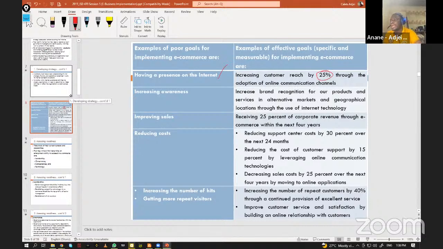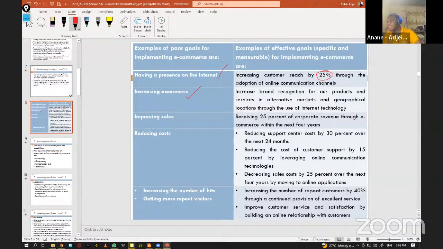Then number two, increasing awareness. What kind of awareness do you want to increase? So the actual goal should be to increase brand recognition for our products and our services. So awareness of what? This one is increasing awareness of our brand and recognition of our products and services. Improving sales. What kind of sales? No, we want to improve, let's say, 25% of our sales. Reducing cost. What type of cost? Maybe reducing the support center cost by 30% over the next 24 hours, or probably reducing the cost of customer support, or decreasing the sales cost by 25%, and so on and so forth.